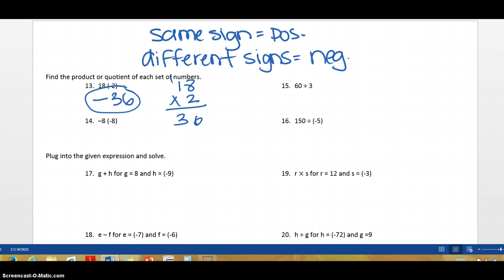14, we have negative 8 times a negative 8. So since we have the same signs, our answer will be positive. 8 times 8 is 64. So our answer is a positive 64.